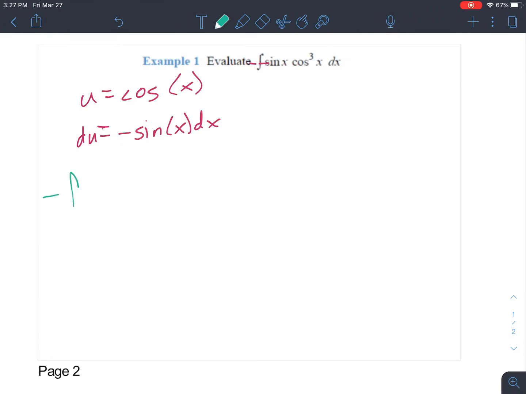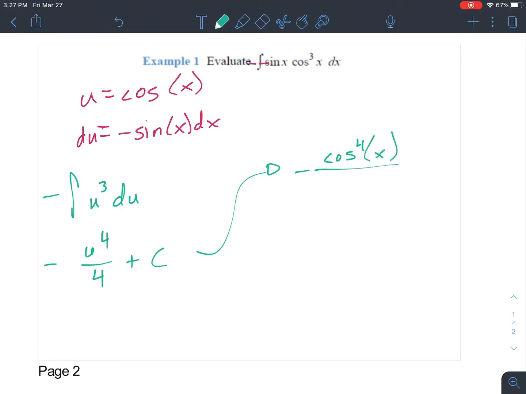We're going to have negative integral. We're going to make our substitution here, u cubed du. This will integrate into u to the fourth over 4 plus c. And then we just need to make our substitution back, and that's going to be negative cosine to the fourth of x all over 4 plus c. So not too bad for this first one.